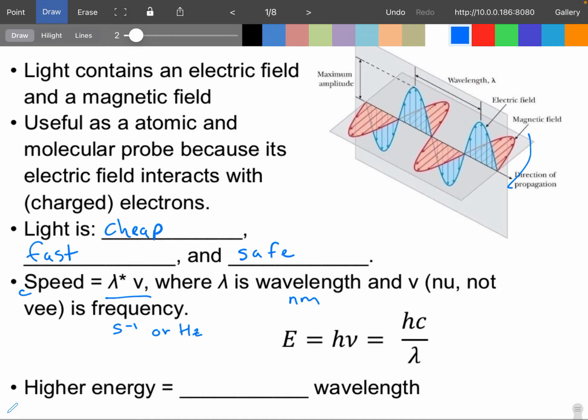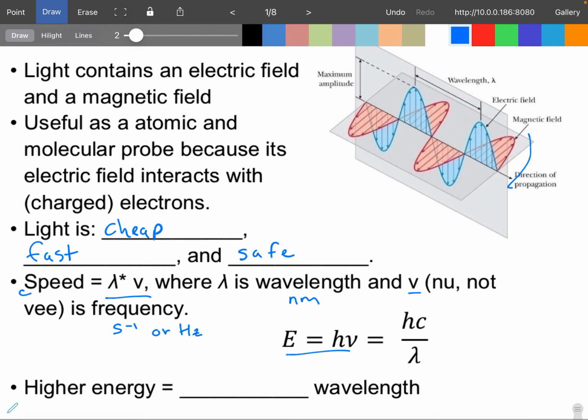Now we can take that basic equation and also the equation for the energy of a photon shown here. Specifically, the energy is equal to Planck's constant times the frequency nu. And we can plug in the speed equation, and we end up with this expression right here. hc over lambda is the energy of a photon.